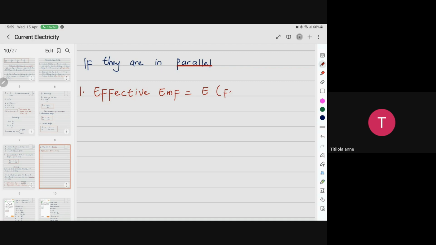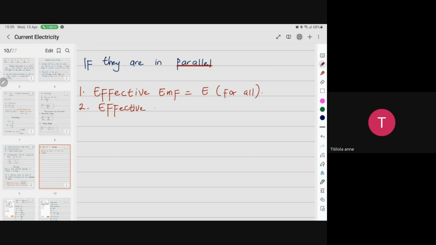So for all, is that okay now? You're not multiplying. It stays the same. Are we together, guys? It stays the same. All right? So now the second one is your effective resistance.